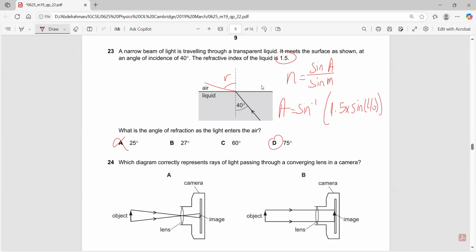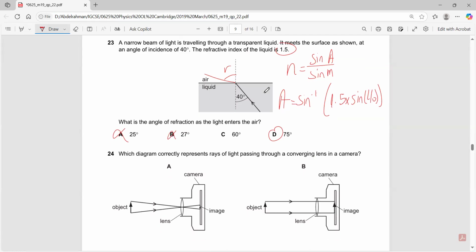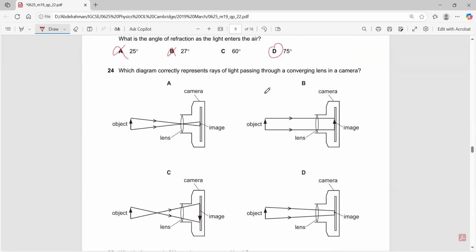Again, you can cancel out A and B instantly because the angle of refraction has to be greater. The angle of refraction in the air has to be greater than the angle of incidence in the medium.